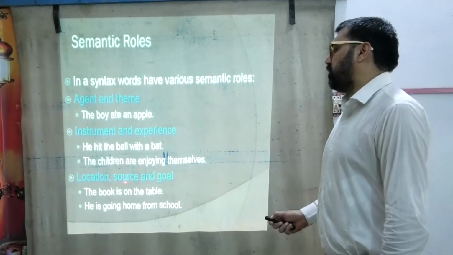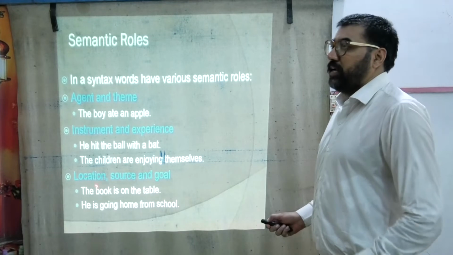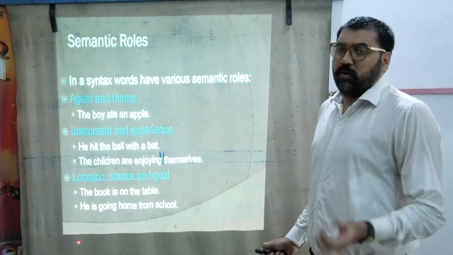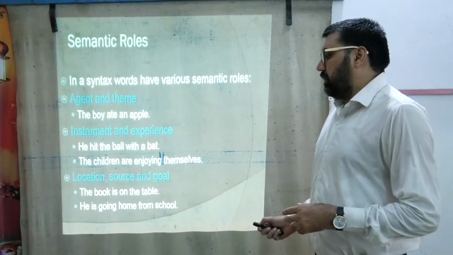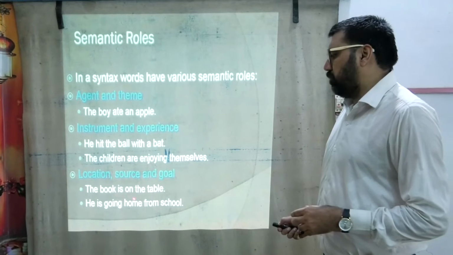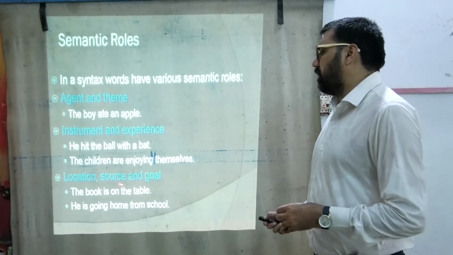Talk about location, source, and goal. Location means where the entity is. It means in the room, on the table. It means that is the location of these things. The boy is on the table. Where is the book? The book is on the table. That's the location.